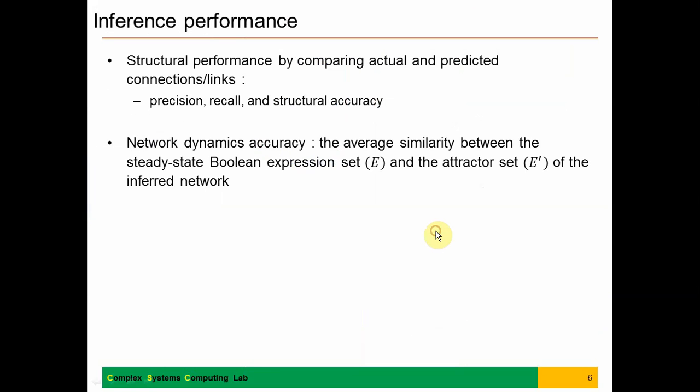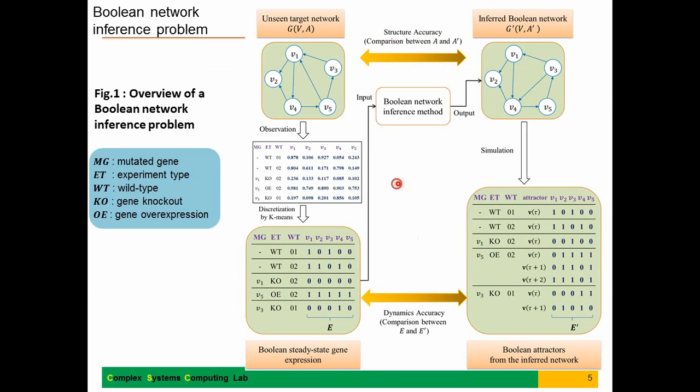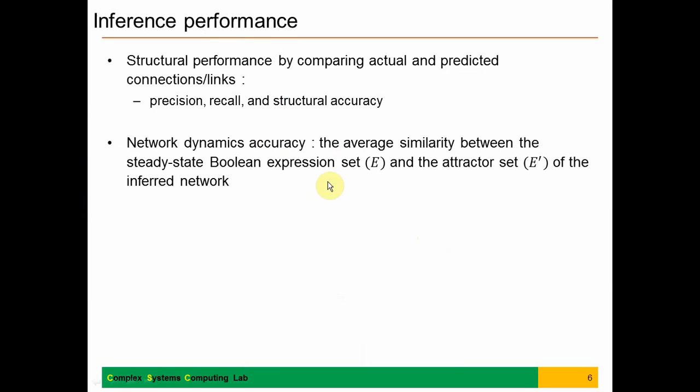And we will compare the results by two kinds of measure: structure accuracy and dynamic accuracy. For the structure performance, we only use the structure accuracy. The second performance measure, network dynamic accuracy, is the average similarity between the time-series Boolean set and the attractor set of the inferred network.